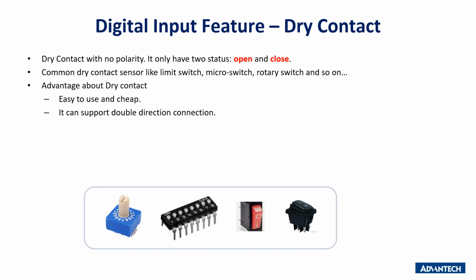For digital input, there are dry contact and wet contact. Dry contact has no polarity. It only has two statuses, open and close. Common dry contact sensors are limit switches, rotary switches and so on. These kinds of devices are very cheap and can be easily used in many fields.